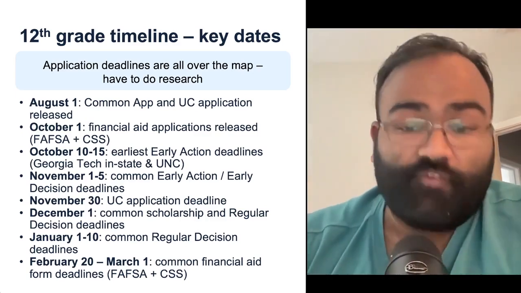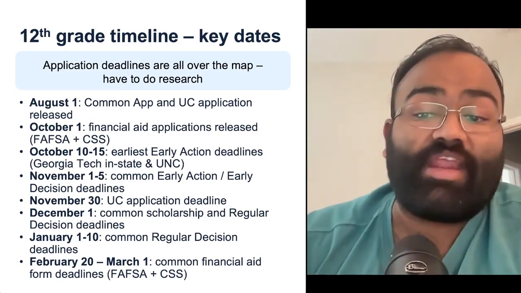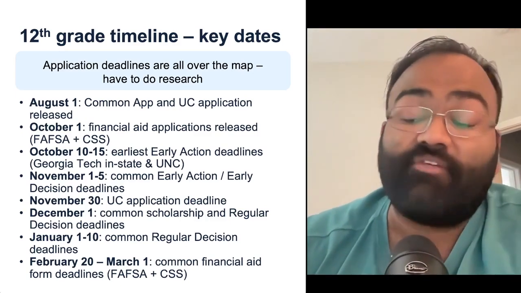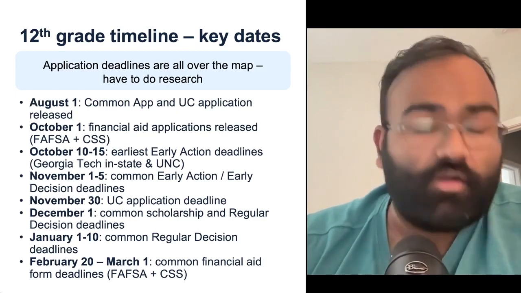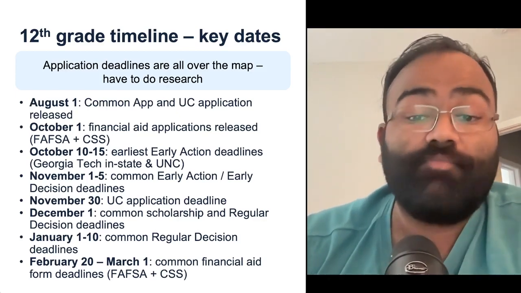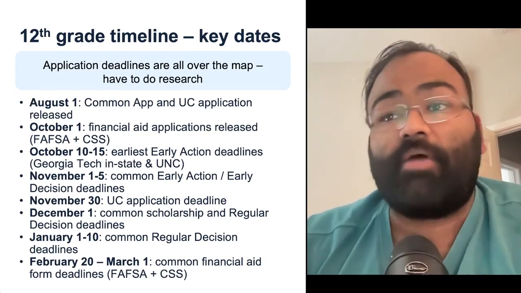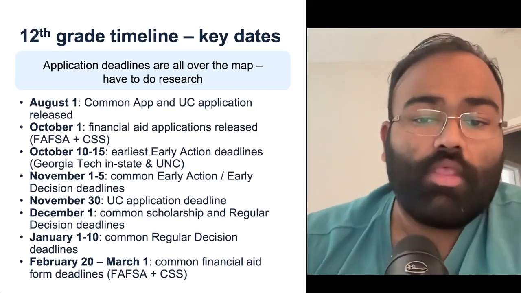On October 1st, the updated financial aid applications are going to be released. That's the FAFSA, which is the federal student aid financial aid application, and then the CSS profile, which is used by about 300 private colleges.